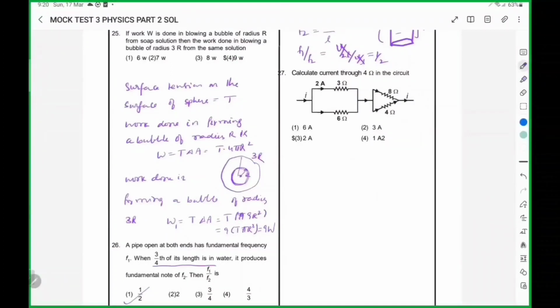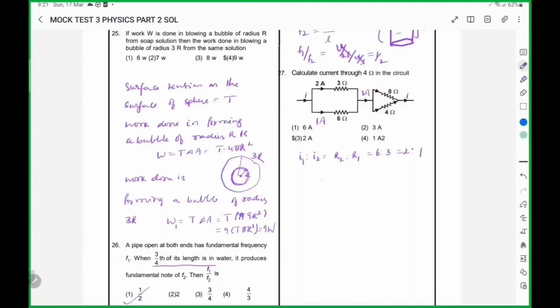Here when current passes through it, 2 amperes here, so the current is inversely proportional when they are connected in parallel. It is 6 is to 3, 2 is to 1. So here more resistance is there. Here 2 amperes current flows. Here 1 ampere current flows. Totally here 2 plus 1, 3 ampere current flows through it.